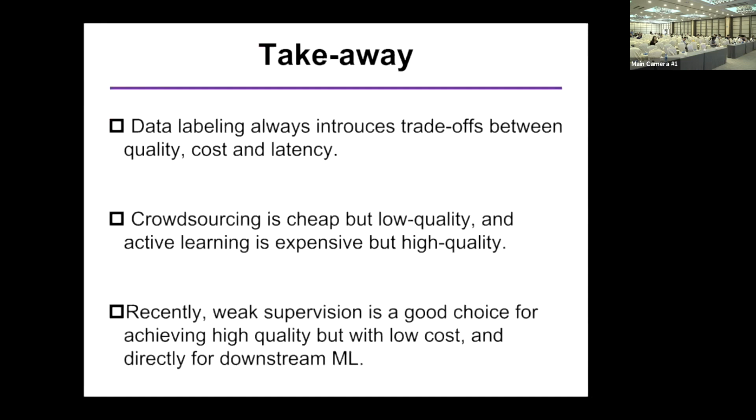Data labeling always introduces a trade-off between quality, cost, and latency. One of the typical labeling methods is crowdsourcing, which is cheap but low quality. And active learning is expensive but high quality. So recently, weak supervision is a good choice for achieving high quality but with low cost, and it is directly for downstream machine learning.